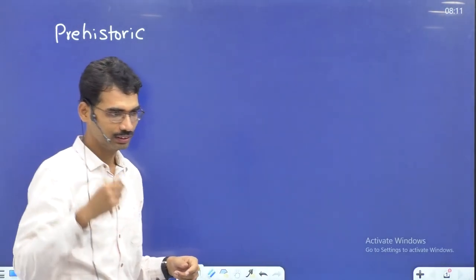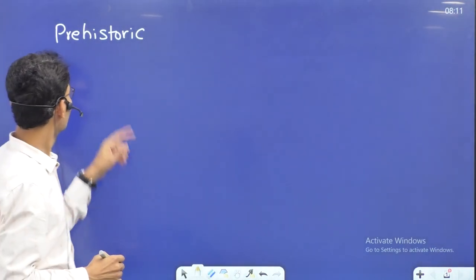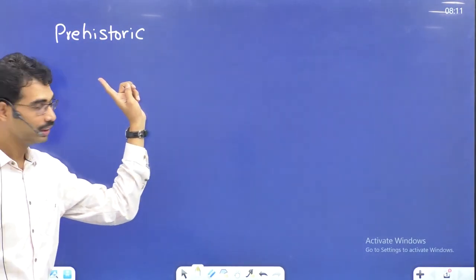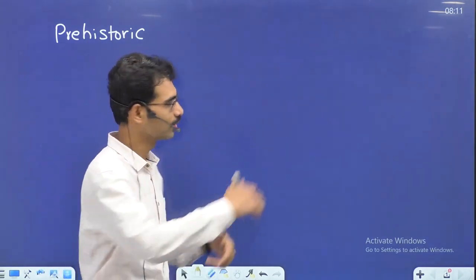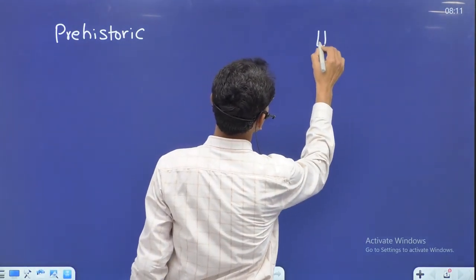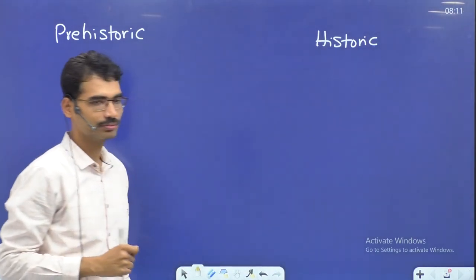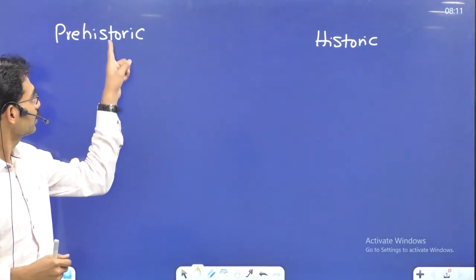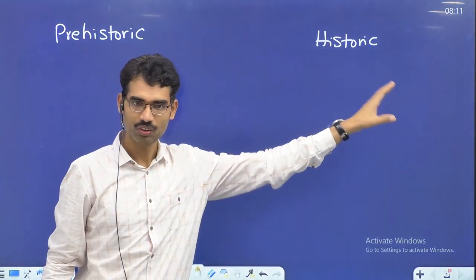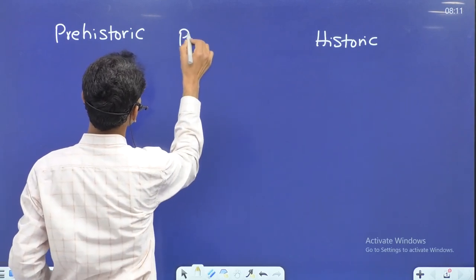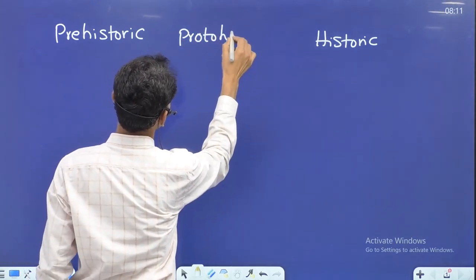Last week, we were seeing the Stone Age that we also call the prehistoric period. When we call some period prehistoric, there is some other time called historic. But in our history, no transition is sudden. Always it's evolutionary in nature. In between, we call proto-history.